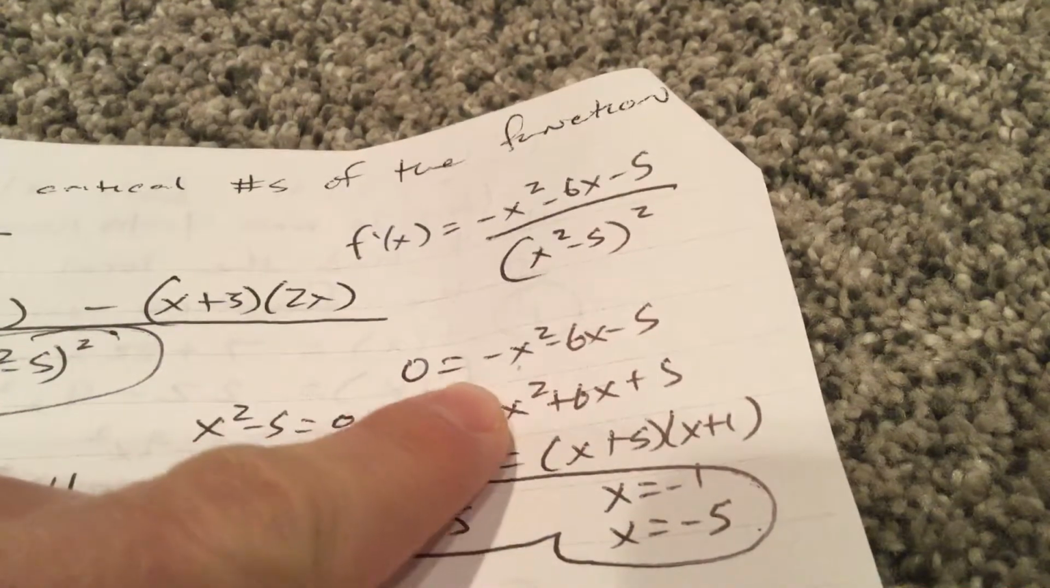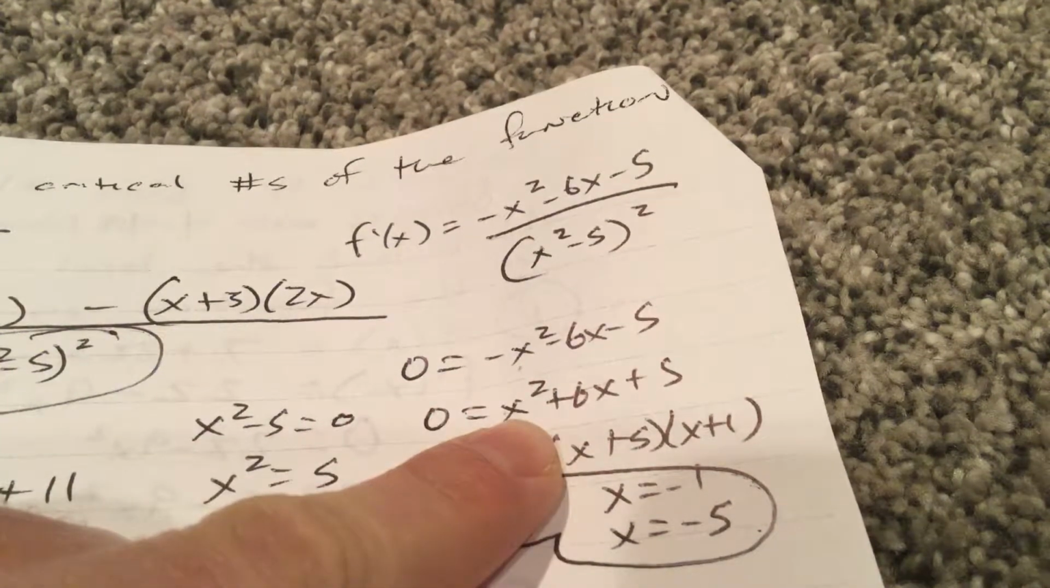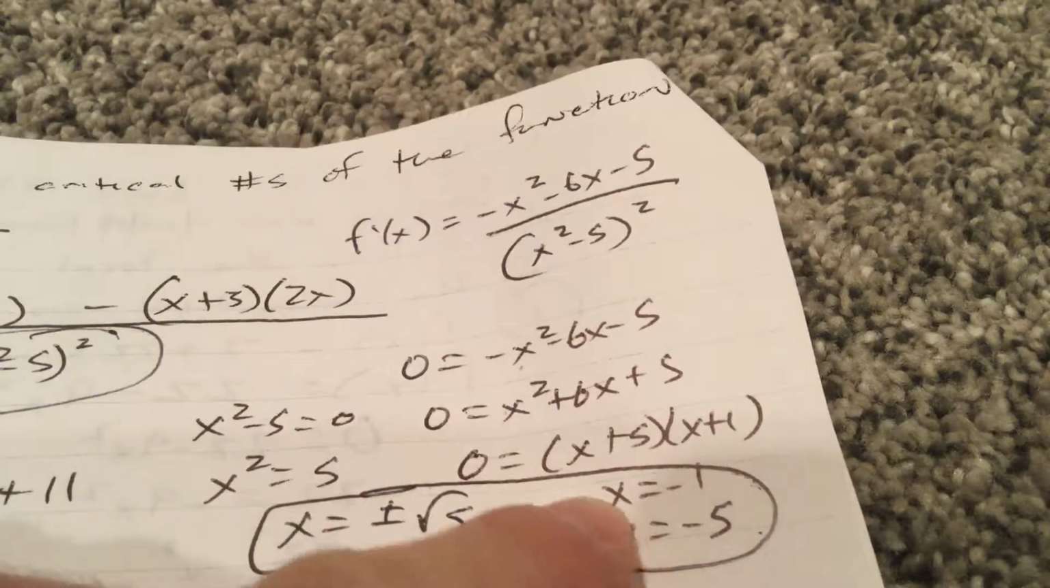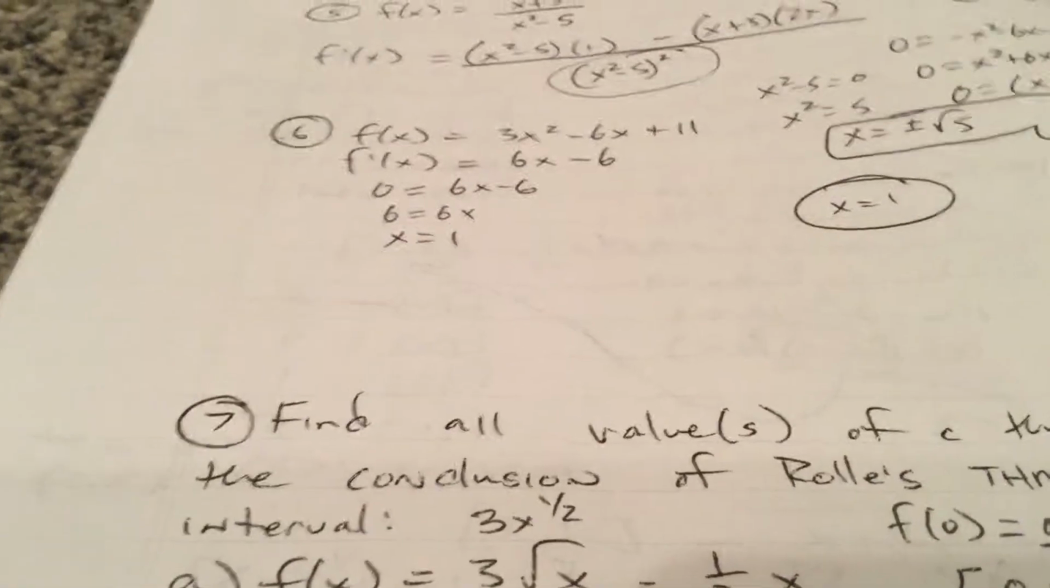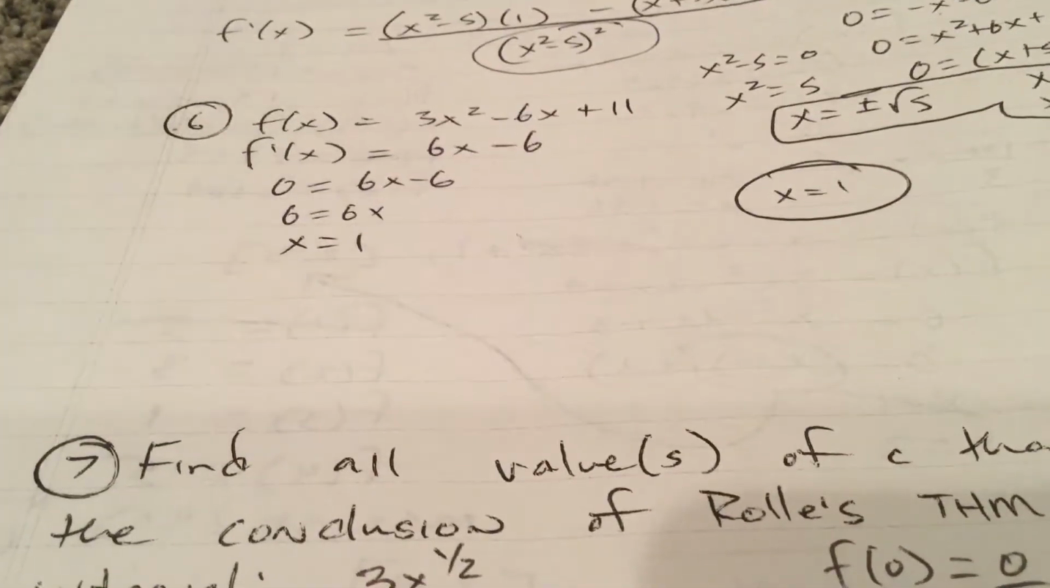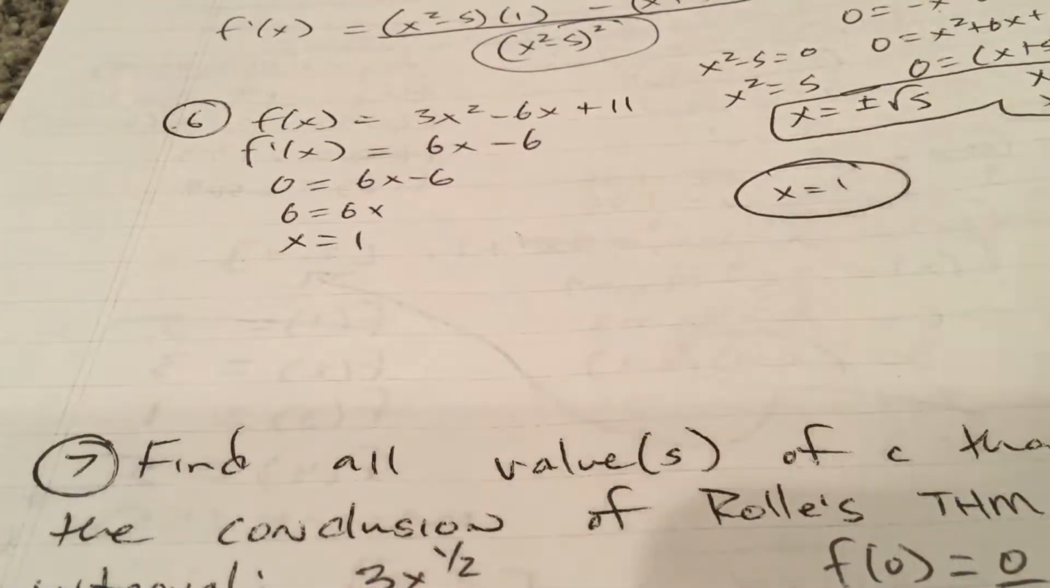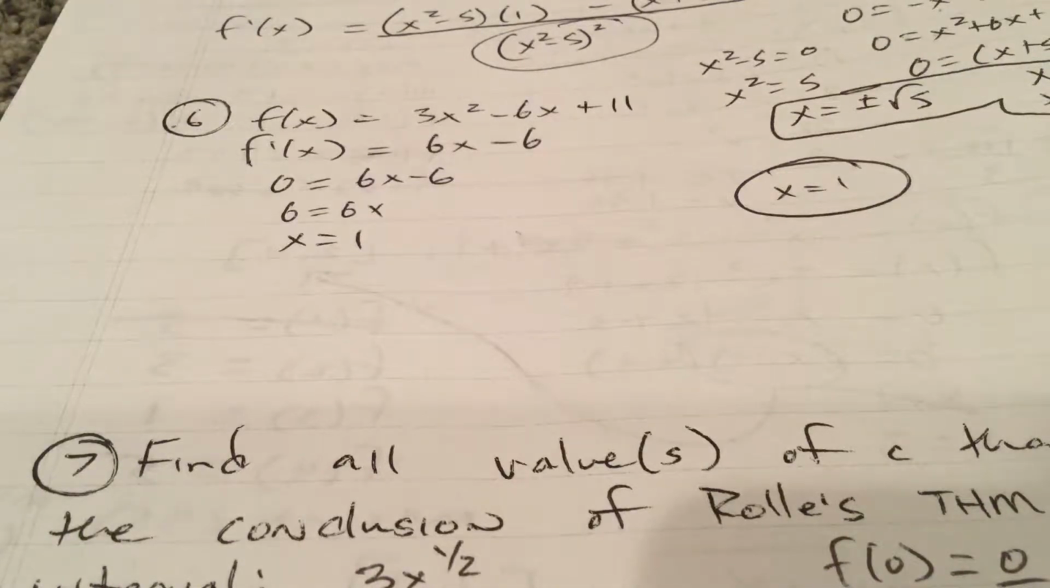Set the numerator equal to 0, so divide everything by -1. Your other two critical numbers there, -1, -5. You can pause this whenever you need to. I'm going to try to make this relatively quick. 6 is, well, straightforward, folks. Just set the derivative equal to 0. You just get 1. It was pretty easy.